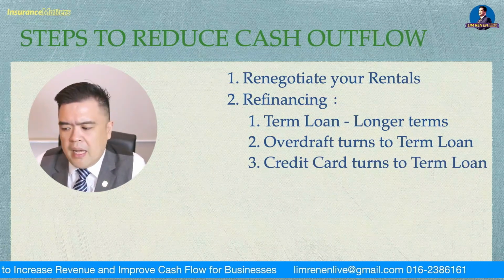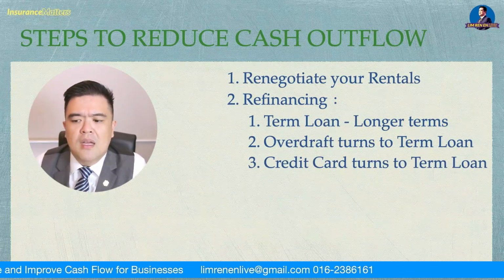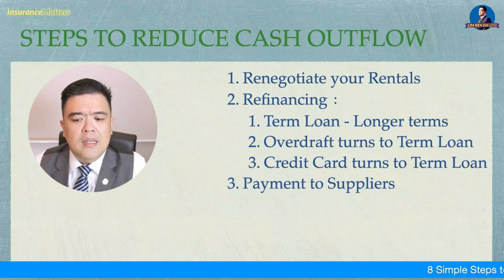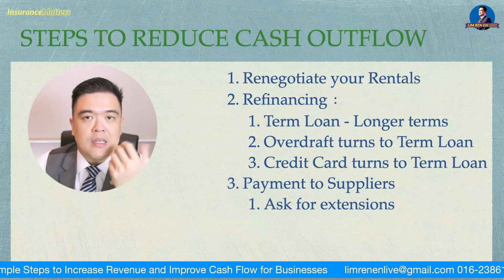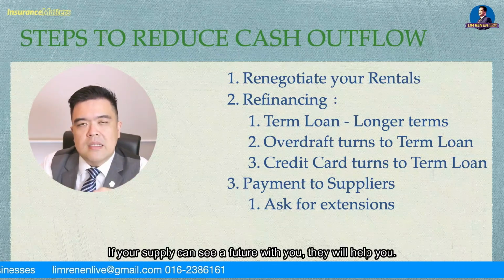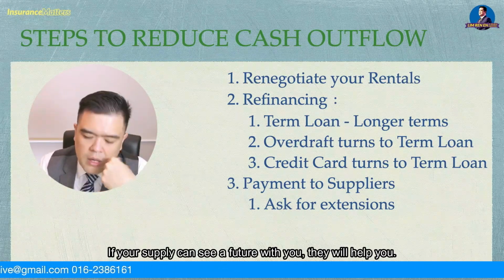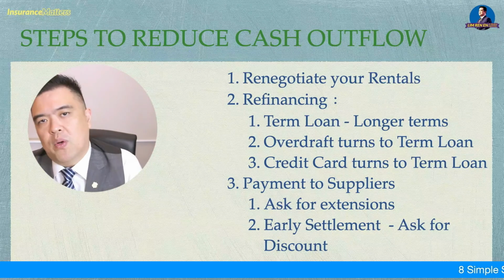Any of your credit card debts which charge you 18%, convert them to term loans. The other thing is the payments to suppliers. What you can do, number 1, is ask for extension. If your supplier can see a future with you, they will help you. Number 2, early settlement, ask for a discount.